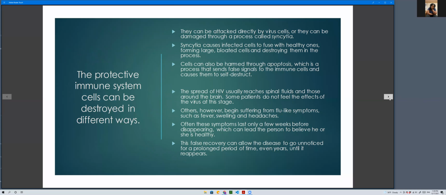The protective immune system cells can be destroyed in different ways. They can be attacked directly by the virus cells, or they can be damaged through a process called syncytia. Syncytia causes infected cells to fuse with healthy ones, forming large bloated cells and destroying them in the process. Cells can also be harmed through apoptosis, which is a process that sends false signals to immune cells and causes them to self-destruct. The spread of HIV usually reaches spinal fluid and those around the brain.